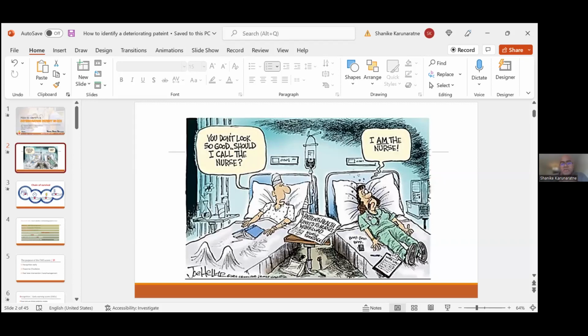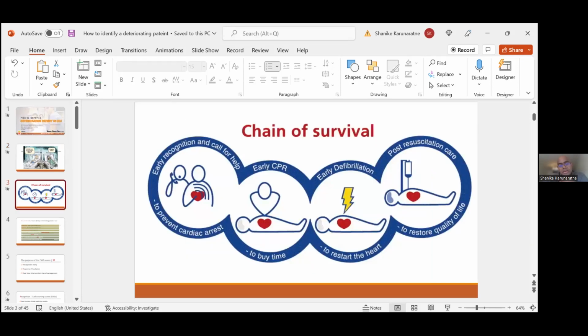So to prevent this burnout phenomenon, we have to be very efficient and know how to scientifically and effectively identify a deteriorating patient. If you really go to the main chain of survival in ALS, there are 4 areas we should know: early recognition and call for help. So these are to prevent a cardiac arrest. This is the one we are mainly emphasizing today, to identify a patient who's going to cardiac arrest.